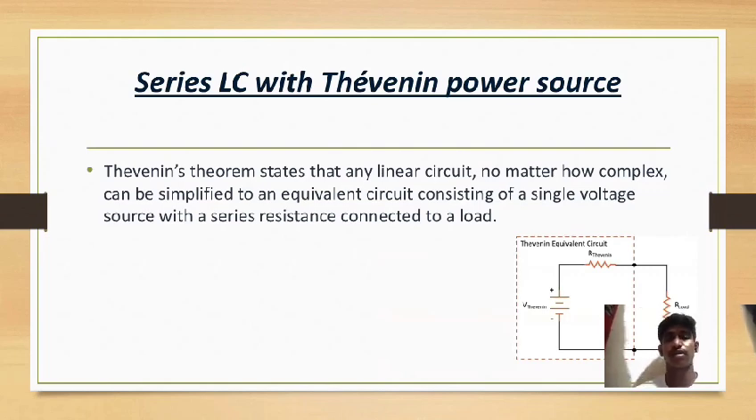Thevenin theorem states that any linear circuit, no matter how complex, can be simplified to an equivalent circuit consisting of a single voltage source in series with a resistance connected to a load. Definition: Thevenin theorem states that any linear circuit containing several voltage sources and resistances can be simplified to a Thevenin equivalent circuit with a single voltage source and resistance, as shown below.